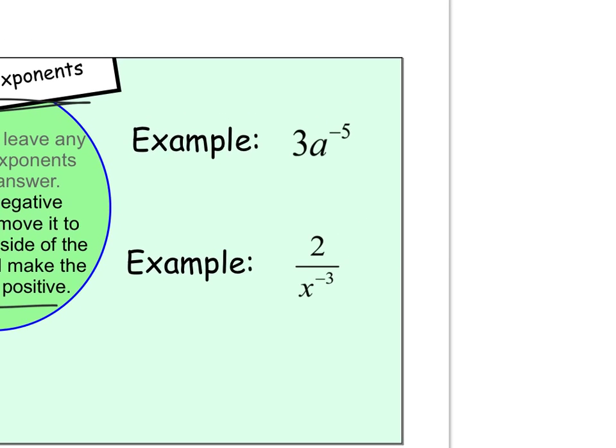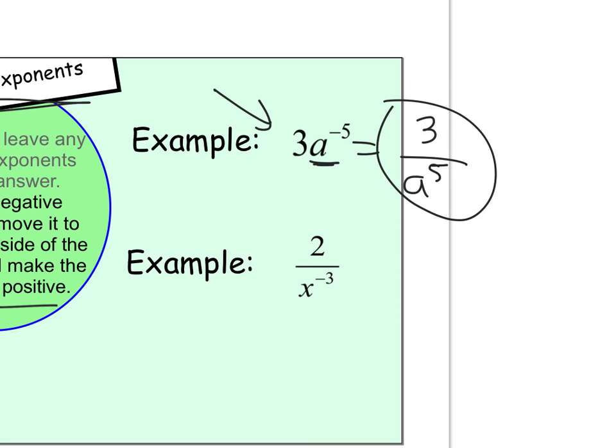Okay? So, now the question is, what's being raised to the negative power here? Well, just the a is being raised to the negative power. So I'm going to move just the a. I will leave the 3 on top. There's my simplified answer. All right, for number 2, it's negative in the bottom. That means I need to move it up. So this is just going to be 2x to the third, and you're done.